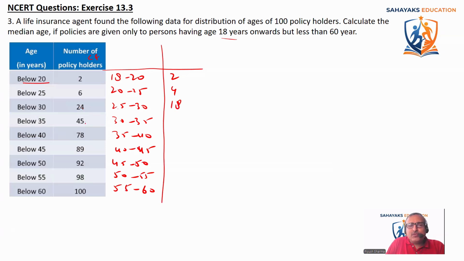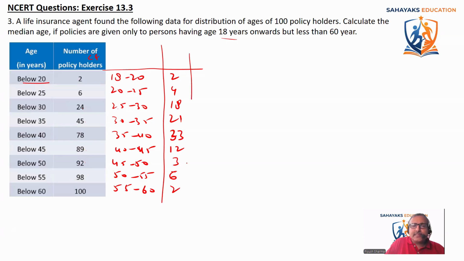And 45 minus 24 is 21. Now 78 minus 45 comes out to be 33. Then 89 minus 78 is 11. Then 92 minus 89 is 3. Then 98 minus 92 is 6. And 100 minus 98 is 2.